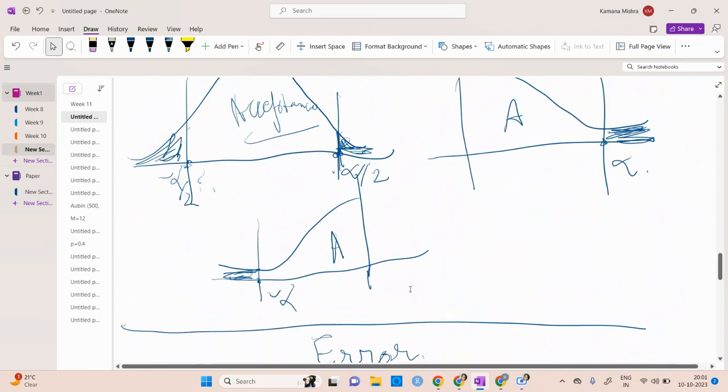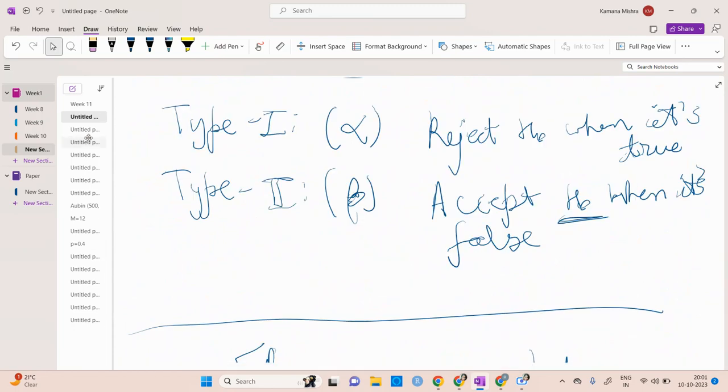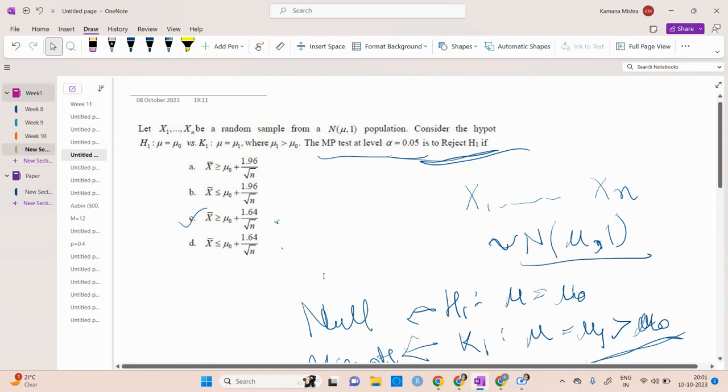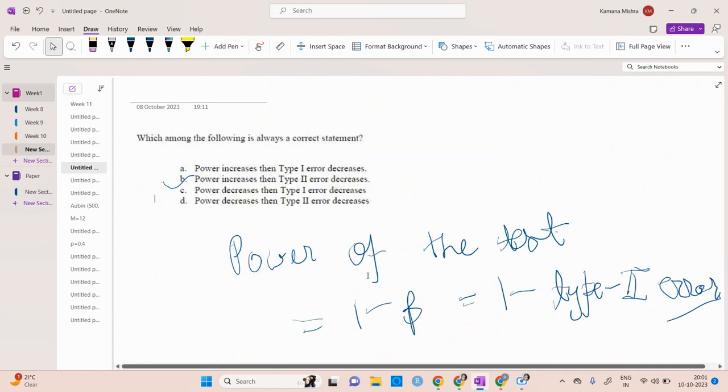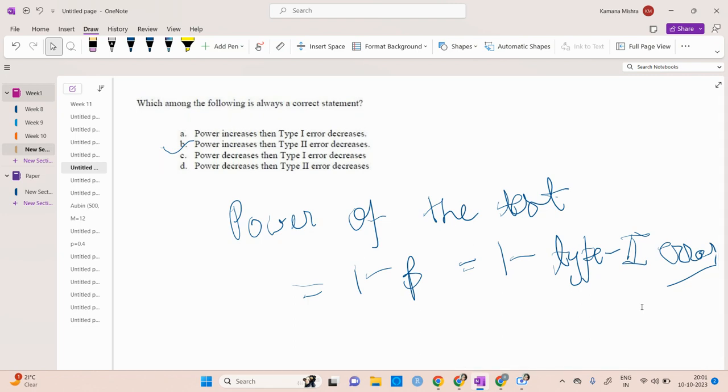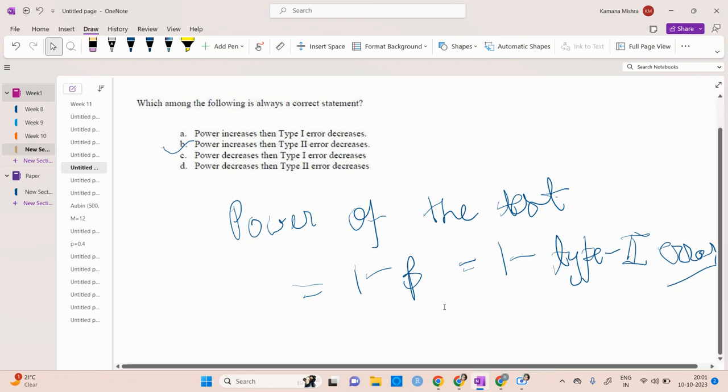Okay, and the relation is this: power of the test is 1 minus beta. So if you have type 2 error, as I have said, what we generally want to do is reduce this type 1 and type 2 error, right?